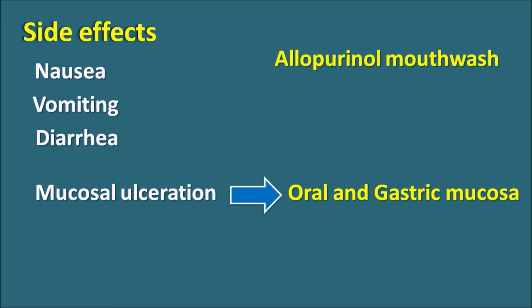That's why allopurinol mouthwash can be given in order to prevent this oral toxicity, because allopurinol acts like a xanthine oxidase inhibitor. It can inhibit the uric acid synthesis, and when it is given as a mouthwash, it can decrease the mucosal ulceration. Similarly, another important side effect observed with the 5-fluorouracil is the loss of hair, alopecia, that can be observed commonly with many of the anti-cancer agents.